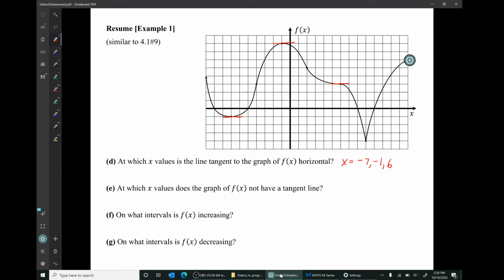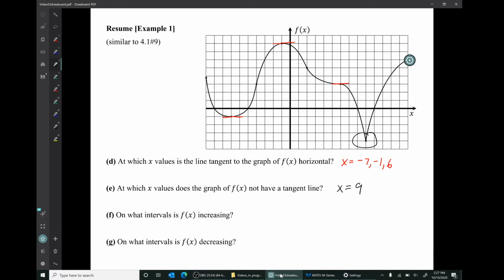All right, question E. At what x values does the graph of f of x not have a tangent line? Well, that's going to be this point. Because if you try to draw a tangent line at that point, remember the tangent line has to look like it's going the same direction as the graph. Well, it would be hard to choose a single direction. Over here the graph seems to be going down like that, but on the right side of that point the graph seems to be going up like that. So it's impossible to choose a single direction for the tangent line so that it looks like it's going the same direction as the graph. Certainly the tangent line is not horizontal there. The graph doesn't look like it's going horizontal at all. So at that point, x equals 9, the graph does not have a tangent line.